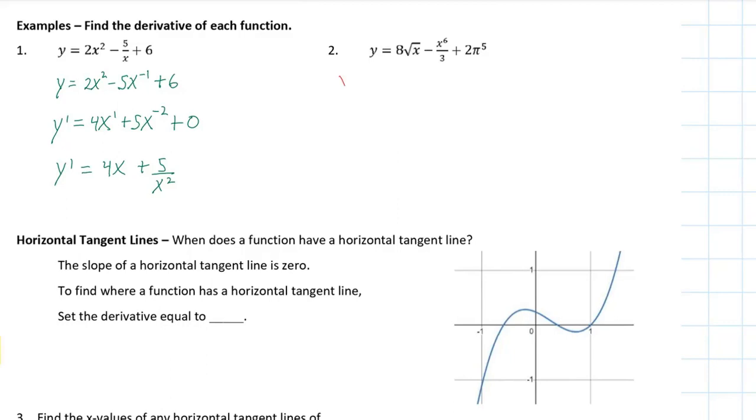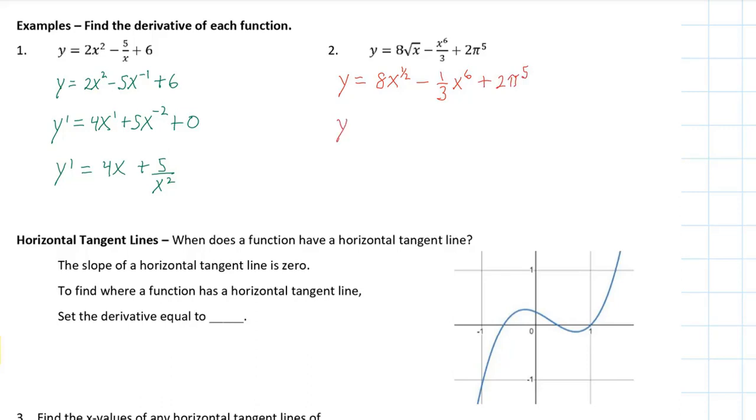All right, I'm going to start by rewriting y equals 8 times x to the 1/2 power. Remember, we don't want those square roots. Minus, and this middle one seems to trip a lot of people up. So I'm going to rewrite the middle one as 1/3 times x to the 6th power. Those two notations mean the same thing. Plus 2 pi to the 5th power.